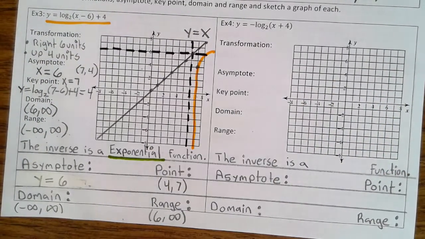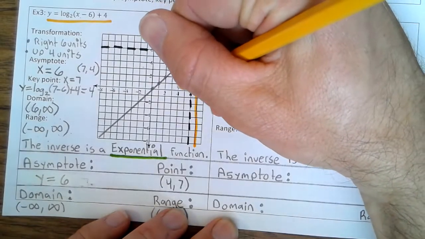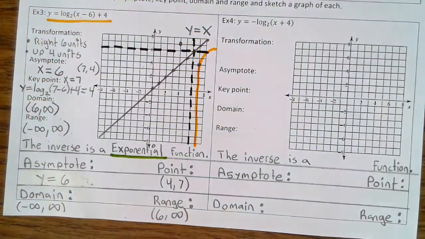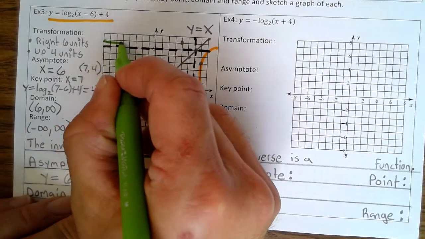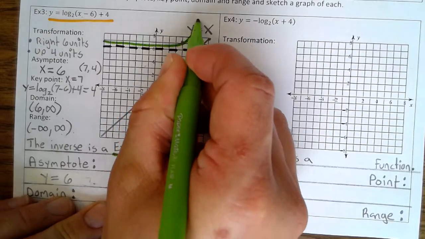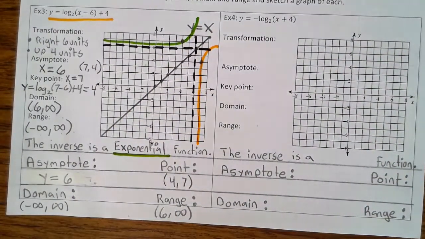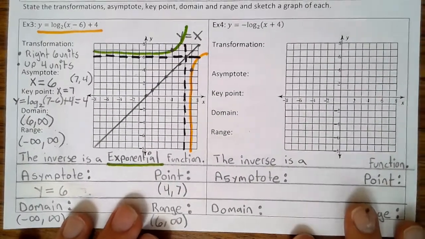All right, so now we have the asymptote, the y equals x line. Now let's graph the point. So the point's 4, 7. So 4, 1, 2, 3, 4, 5, 6, 7. Now, we know the exponential goes horizontal, then vertical. And you can see that these reflect over the y equals x line, so we've done it correctly. All right, so now, if you would, finish up example 3, and let's take a look at example 4.